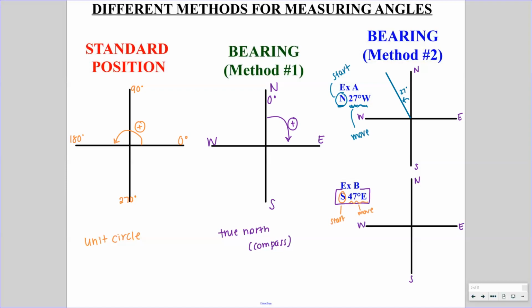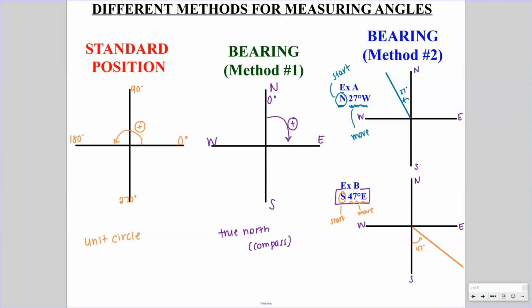All right, this time in example B, we start on the South Pole. So we're starting down at the negative y-axis. We're going to move 47 degrees towards the east. So south 47 degrees towards the east, that's just a little bit past halfway. This would be that 47-degree angle.